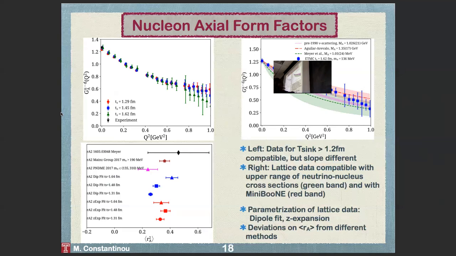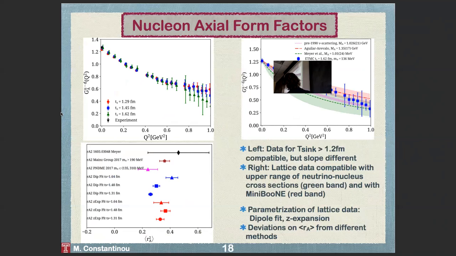So this is for the isovector combination for GA, and this is to compare the three ensembles, and you can see here that the picture is pretty much consistent. We see less excited states on the axial form factors, and this includes also fits on our data and also experimental data, and we do find that it is consistent with the recent analysis of Meyer et al. And that's a demonstration of how sensitive this quantity is.